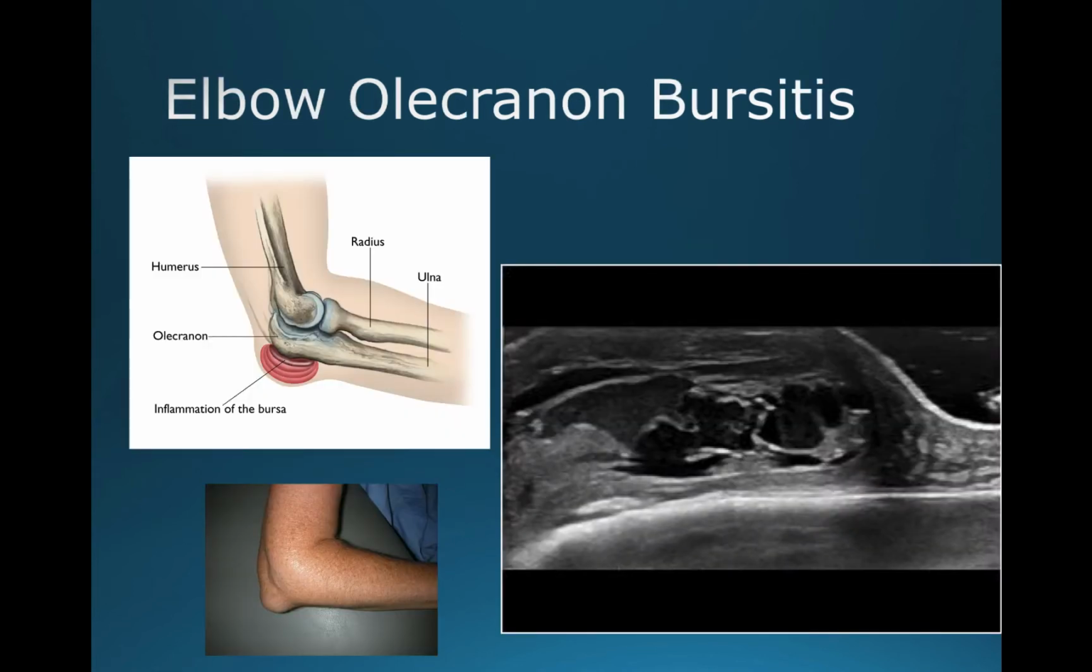Elbow olecranon bursitis, another very common thing that we will see in the emergency department. Bursitis, inflammation in the bursa. This is what it will look like on ultrasound. This is the ulna. This is the bursitis.